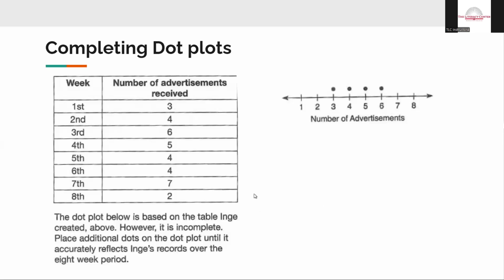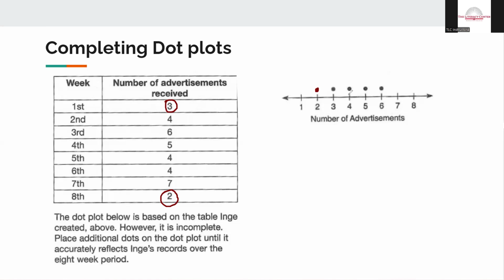So let's start by checking if there's anything below 3, because we don't have any dots on 1 or 2. And we go down the list here and we find that in the 8th week, there were 2 advertisements received. That means we need to add a dot at 2. Now let's check whether we have the right number on 3. Is there only 1 week where there were 3? Yes, it looks like that is correct. We're not missing anything there.